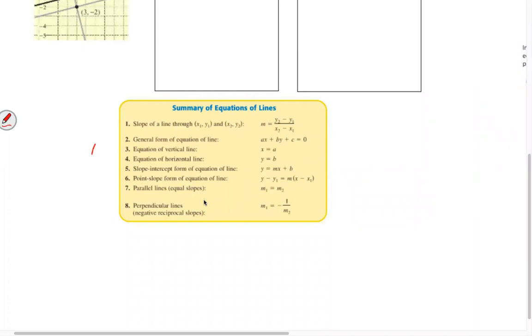Slope of a line: m equals y2 minus y1 over x2 minus x1. General form, ax plus by, they have it as plus c equals 0. I call it ax plus by equals c. There's not much of a difference there.